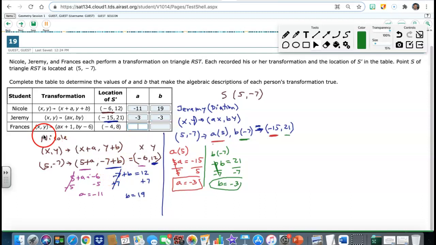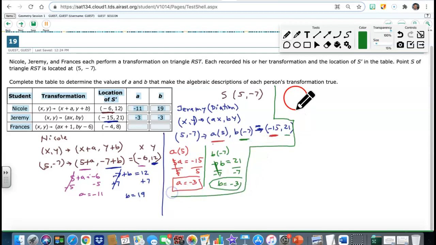Alright. Last one. Francis. So let's do Francis right here. Now Francis is a combination of both. You see there's a number multiplying and one adding. B is multiplying and subtracting 6. Alright, so I have to find out if it's a combination of these two. So let's write that right away.